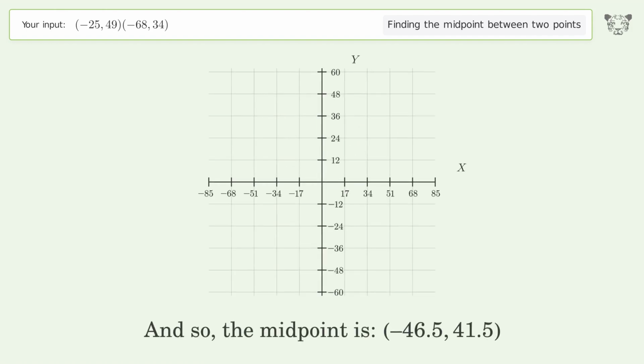And so, the midpoint is negative 46.5, 41.5.